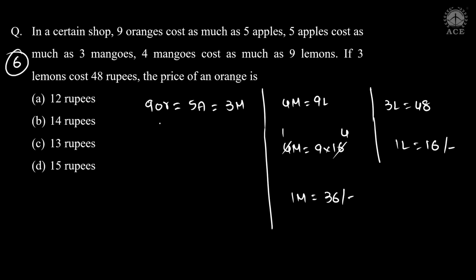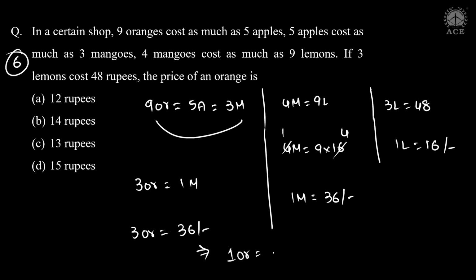Now here 9 oranges cost is equal to 3 mangoes. From that, 3 oranges cost equal to 1 mango. Okay, 1 mango costs 36 rupees. From this, 1 orange costs 12 rupees. So, guys, 1 orange costs 12 rupees for us. Yeah, Madhushri, your answer is correct. Good. 738, your answer is correct.